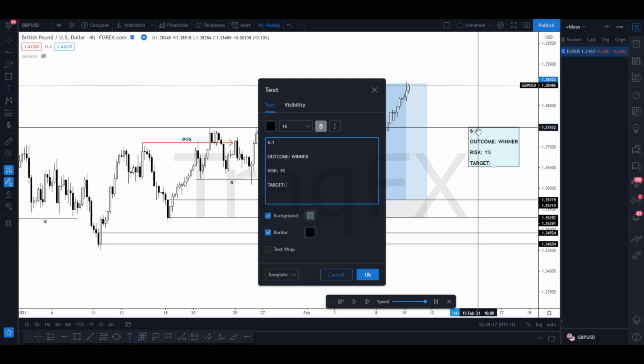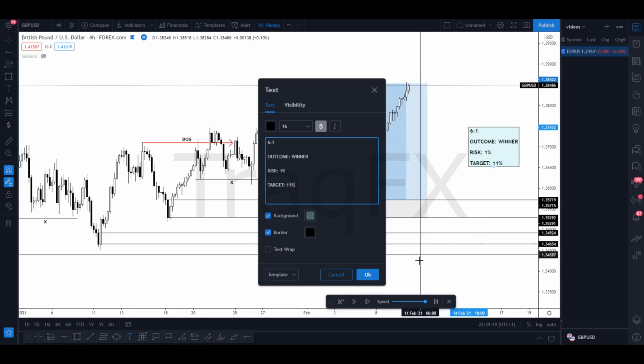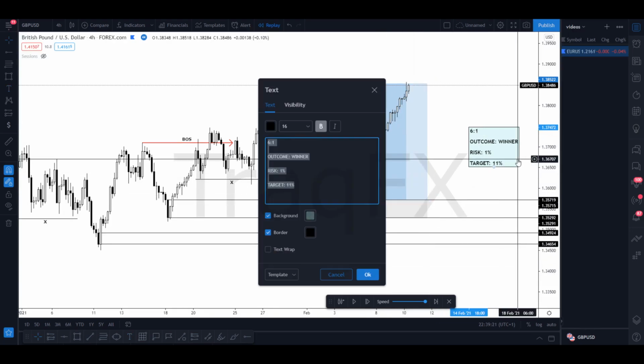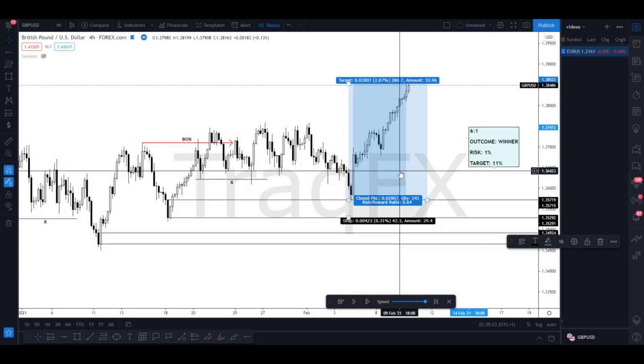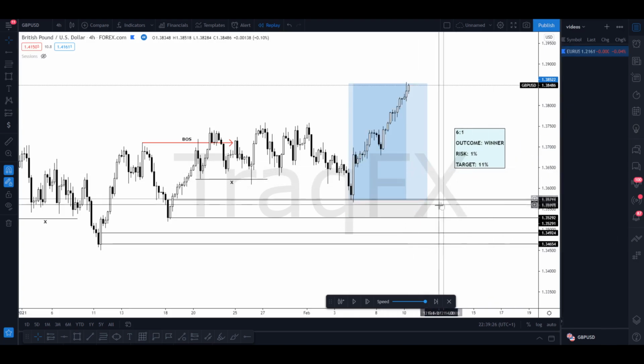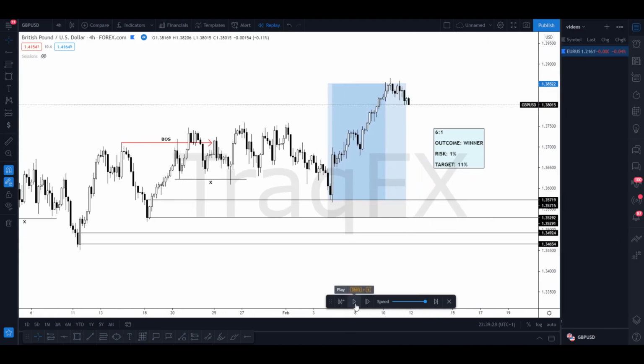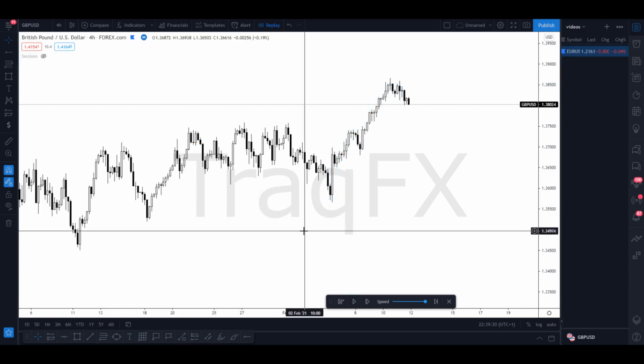target 11%, right? Or 6%. I'm not even sure, to be honest. It depends on which lot size you're using, so this is just random. So that's one winner, right? And let's see what the market ends up doing next. So let's delete everything. Let's reanalyze.